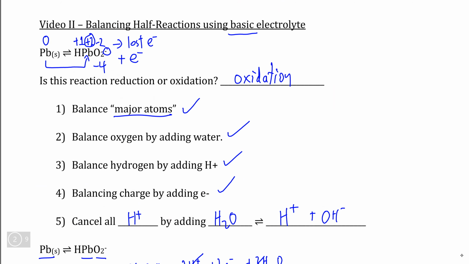In the next video, we're going to look at how to combine the balancing of individual half reactions in order to balance an overall redox equation that contains both an oxidation and a reduction half reaction.